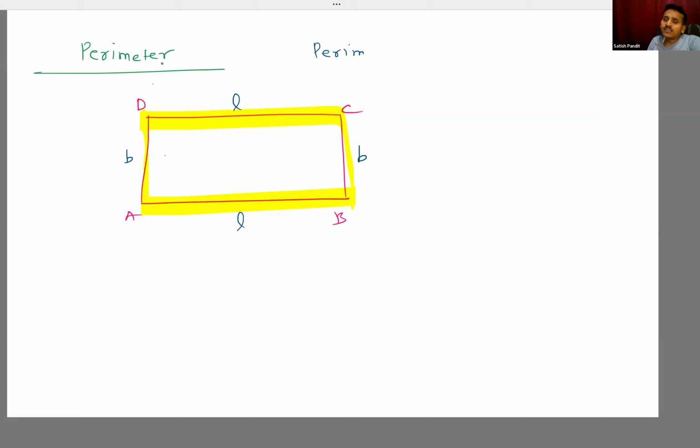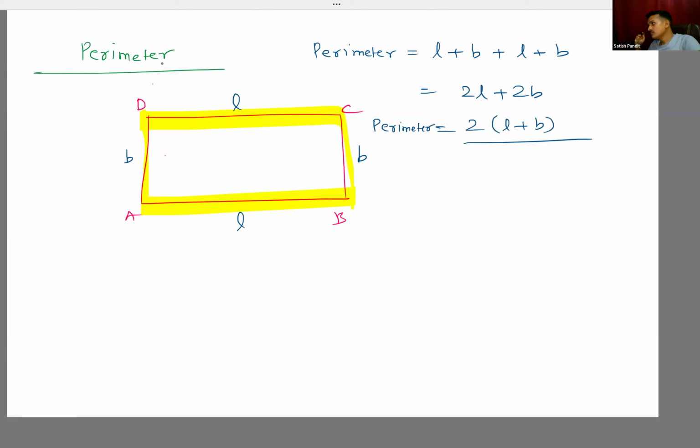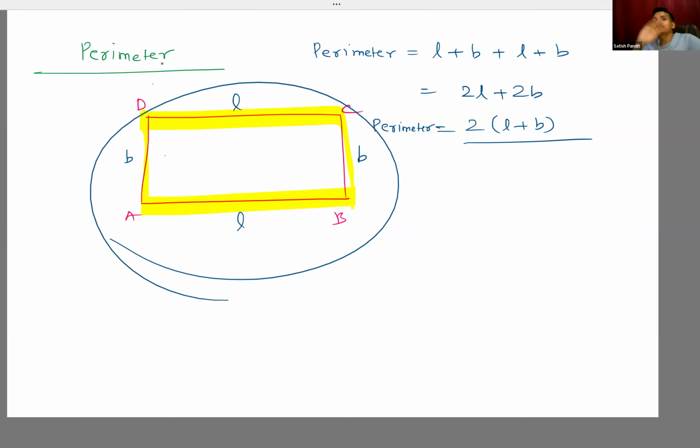So what will be the perimeter? Perimeter will be, you first add all the lengths: AB plus BC is B plus L plus B. See, we are having 2L, right? L plus L is 2L and 2B also. So 2 you take common, so L plus B. So the perimeter of the rectangle is 2 into L plus B. That is how this formula has come. The formula 2 into L plus B has come because of this concept.